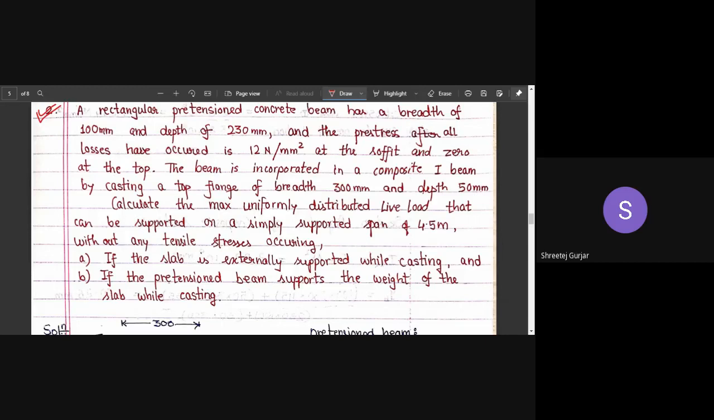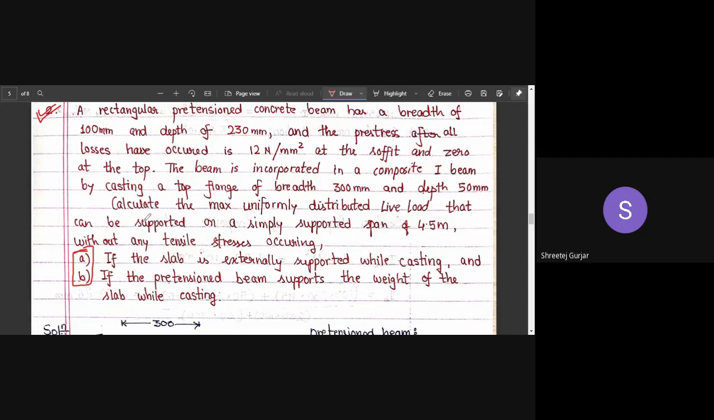Conditions they have given, A and B. Condition A, if the slab is externally supported while casting, and condition B, if the pre-tension beam supports the weight of the slab while casting. So can you tell me the meaning of these two conditions? Propped and unpropped. The first one is propped, and the second one is unpropped. They have just given it in the form of a statement.